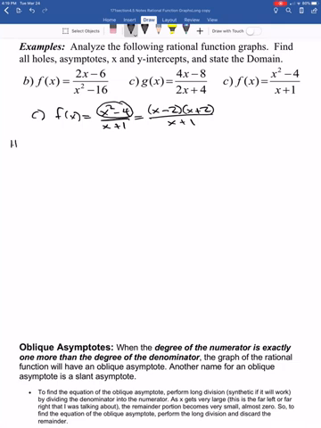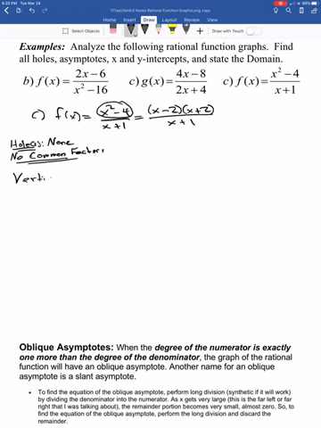With that said, are there any holes? No holes in this graph. And why? Again, because there are no common factors. So the common factors tie into your holes. If you have a common factor, you're going to find the zeros of that common factor, and that will be the location of your hole.